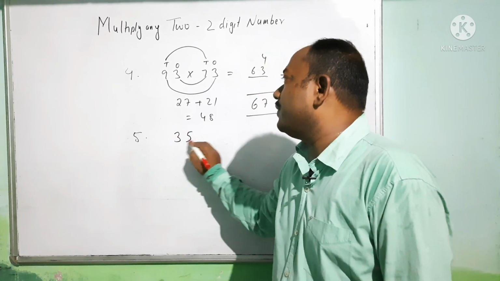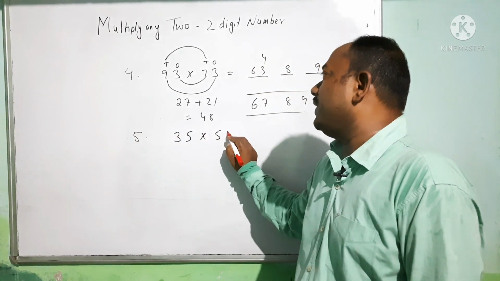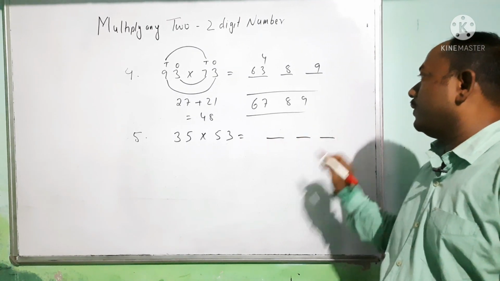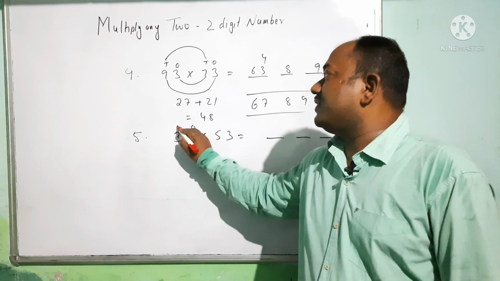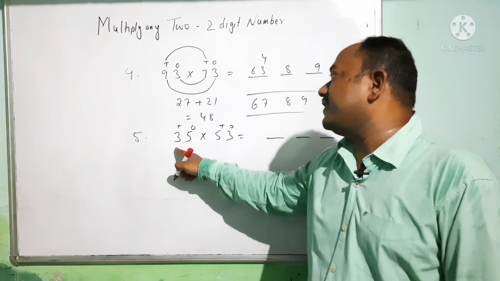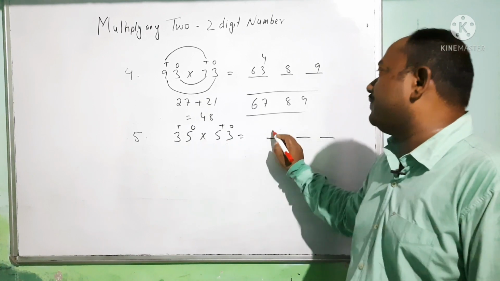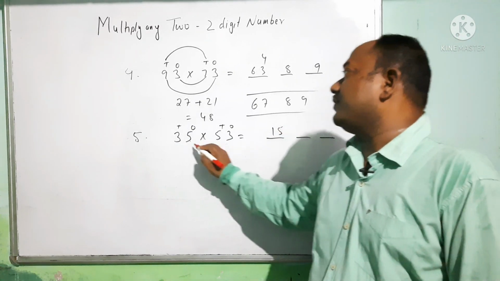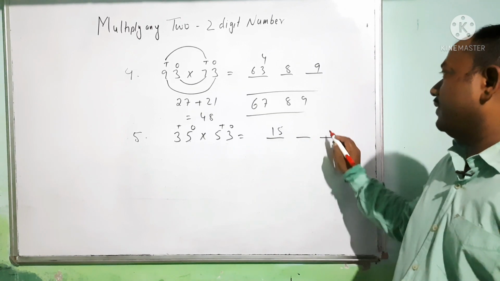Example 5, 35 into 53. Write ones, tens, ones, tens. Multiply tens with tens. 3 5s are 15. Multiply ones with ones. 5 3s are 15.